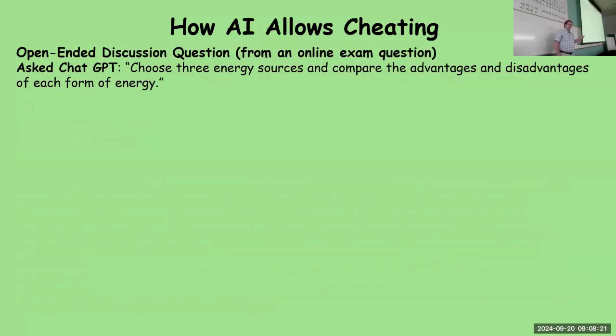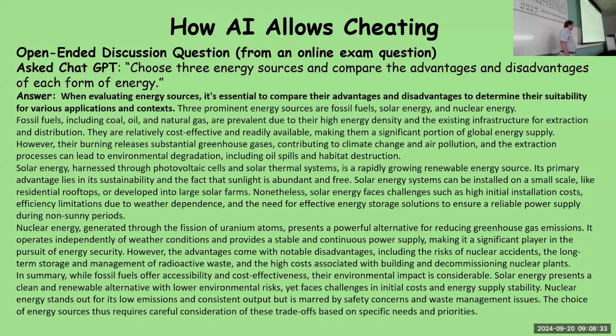I also gave it an open-ended question. This is a question I've used in exams in the past. Choose three energy sources and compare the advantages and disadvantages of each form of energy. And this is what it gave me, which is pretty extensive. I'm not going to go through all of it, but it chose three energy sources: fossil fuels, solar energy, and nuclear energy. What it wrote made sense.